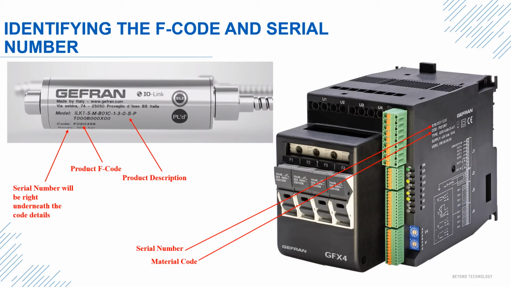This is the guide you will see when you click on the information button. As you see here, it shows you where to find the model number, our JFRAN code number, and the serial number for both sensors and automation products.